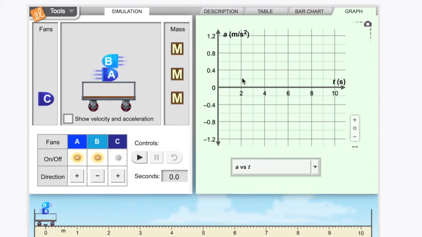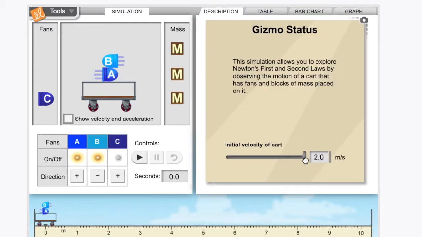Set the initial velocity of the cart to 0. So we go to the description here, set the initial velocity of the cart to 0. And it says place all 3 fans on the cart, all blowing to the left. So fans A, B, and C. Okay, experiment. Turn on the fan. So all the fans are on, click play, and watch the cart.